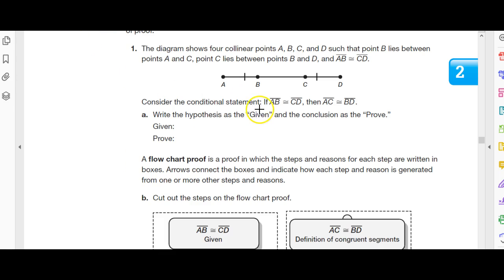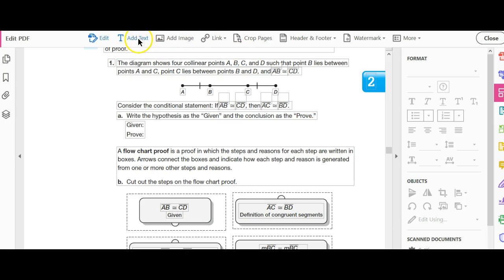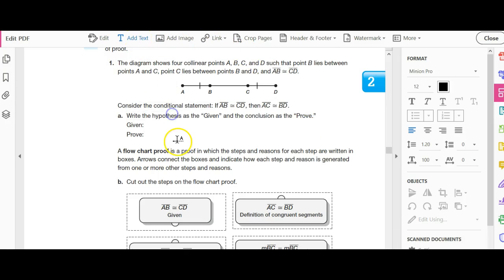Oops, let me take that off. I didn't mean to have that going there. All right, and I need to really quickly edit this document so that I can get my text in here. I want to add some text.